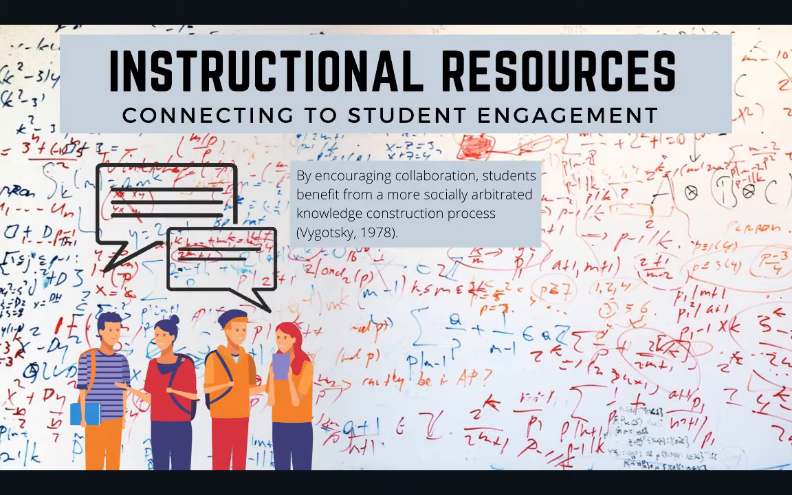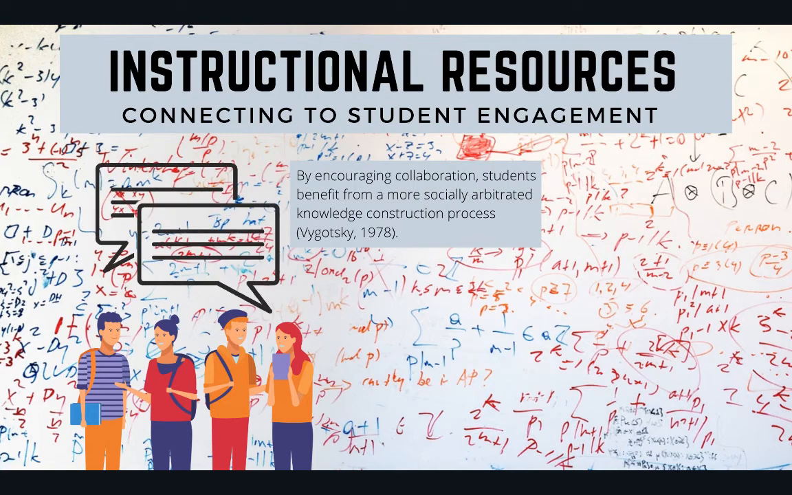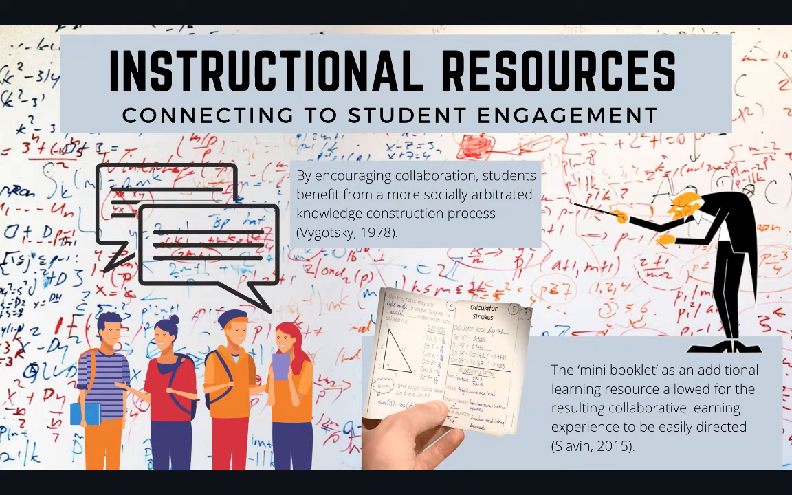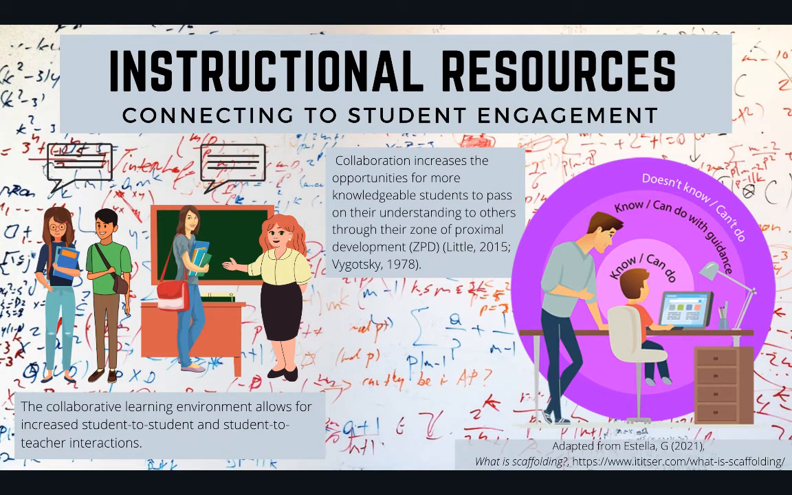By eliminating the information transfer component of traditional pedagogy, the classroom becomes a place of collaboration where students benefit from a more socially mediated knowledge construction process. The teacher's use of the mini booklet as an additional learning resource allowed for the resulting collaborative learning experience to be easily directed. The collaborative learning environment, which the flipped classroom facilitates, allows for increased student-to-student as well as student-to-teacher interactions, which results in more opportunities for more knowledgeable students to pass on their understanding to others through their zone of proximal development.